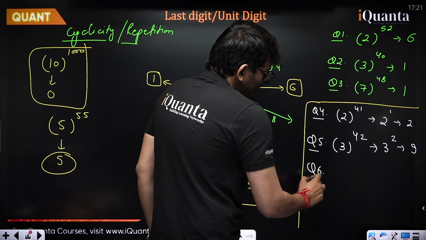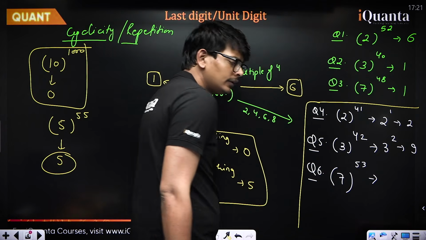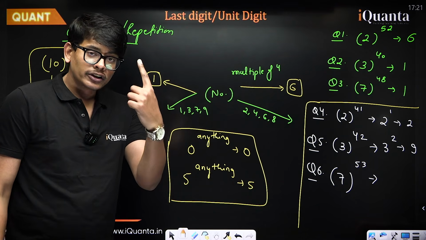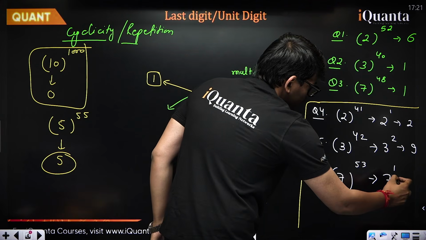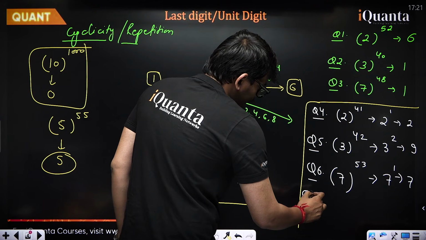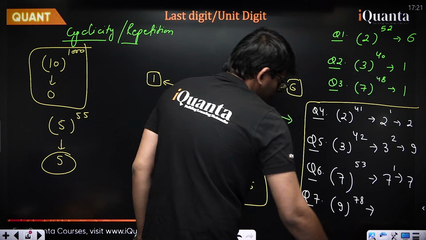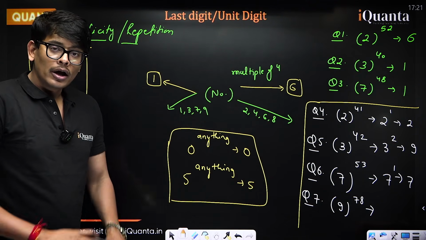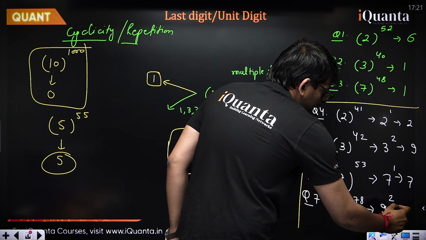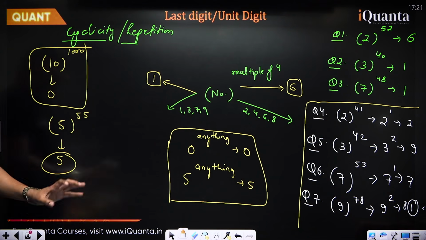Question number 6. 7 raised to the power 53. Is power multiple of 4? No. Why? Because remainder is 1. That's it. Let's take one more example. Power is a multiple of 4? No. Why? Because 2 remainder. So 9 square, 81. So answer is 1. So I have taught you enough questions.